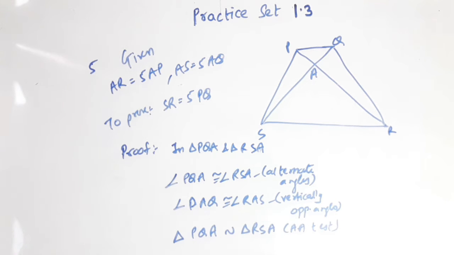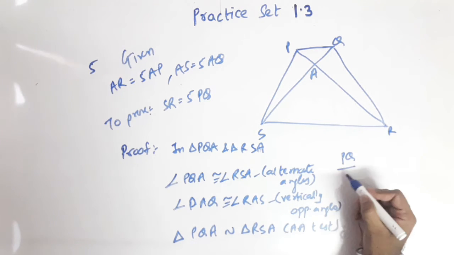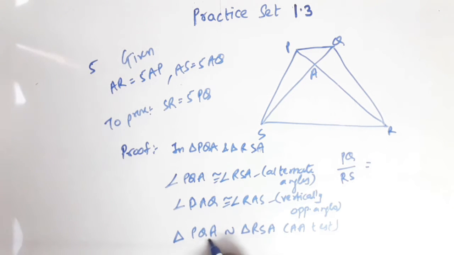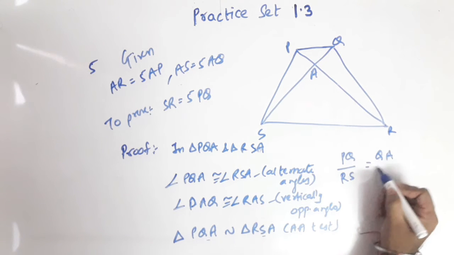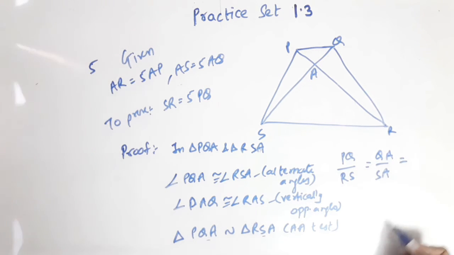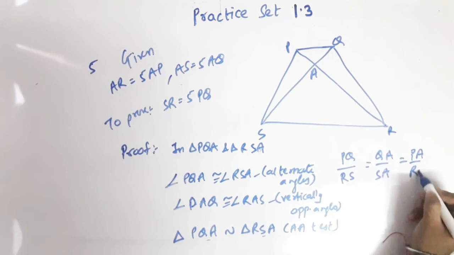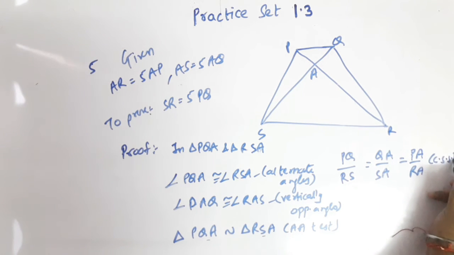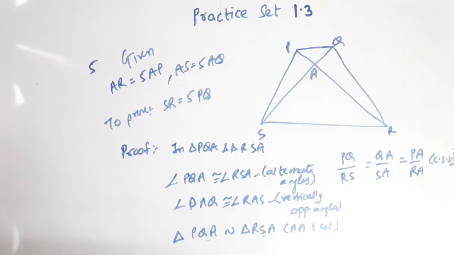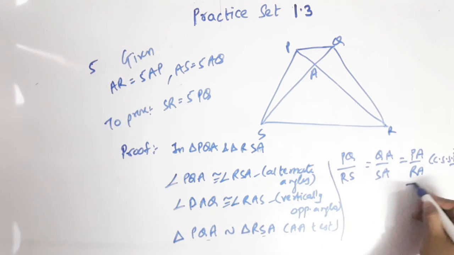Okay, now because these triangles are similar, you can write its CSST. I'll write PQ upon RS, first two upon first two, equals to QA upon SA equals to PA upon RA. This is CSST. Okay, now I'll give this as point number 1.